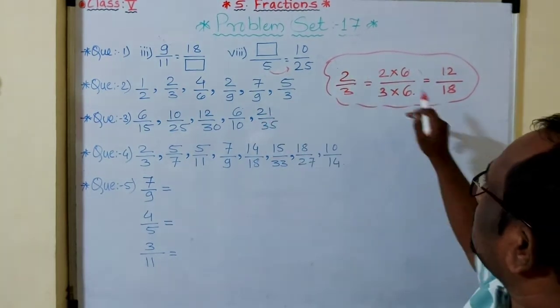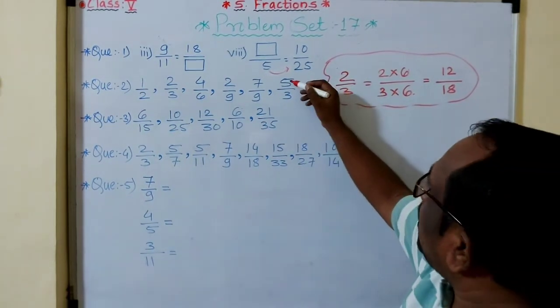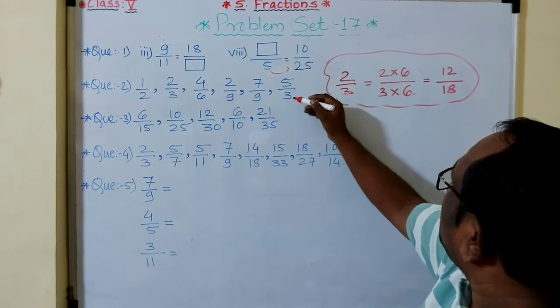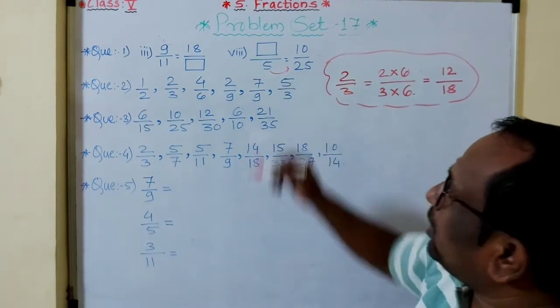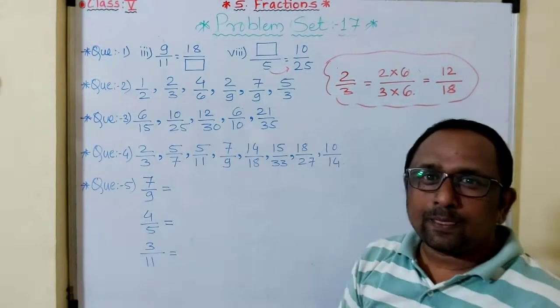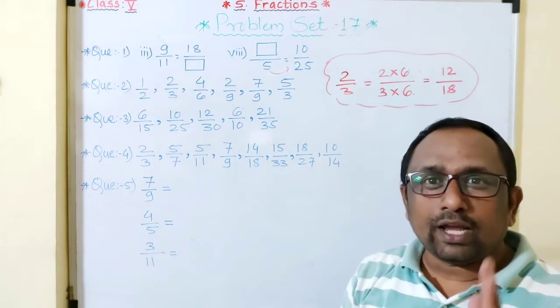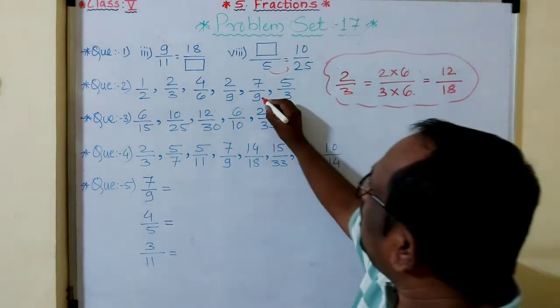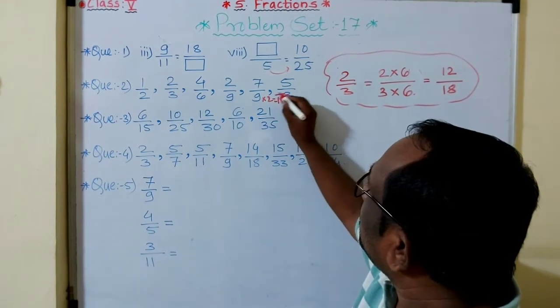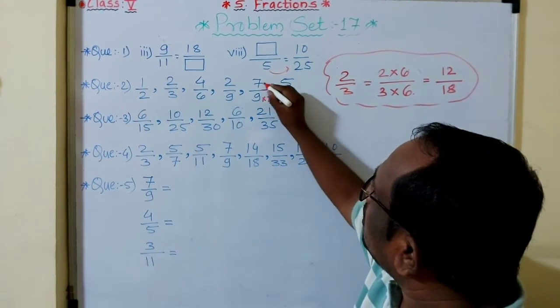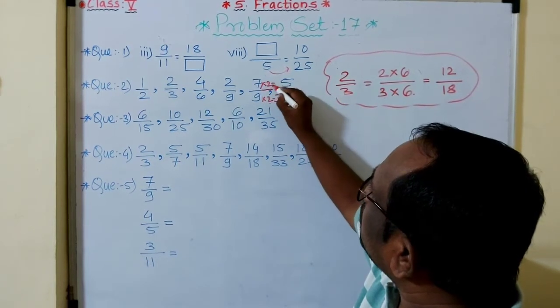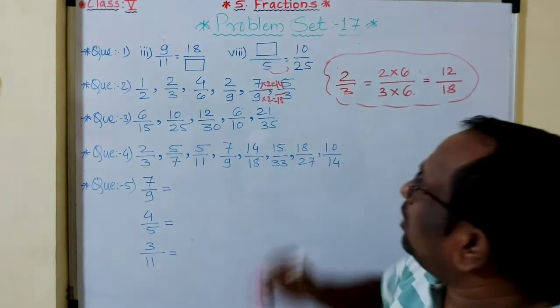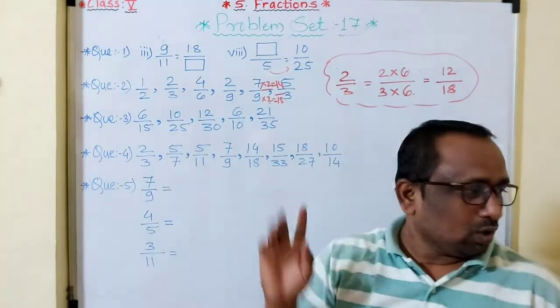2 upon 3. Okay, for example now 7 upon 9. Denominator we want 18. So 9 1s are 9, 9 2s are 18. So multiply by 2, then you will get 18. Here multiply by 2, numerator also multiply by 2. 7 2s are 14. You get 14 upon 18. This way you have to solve this example.